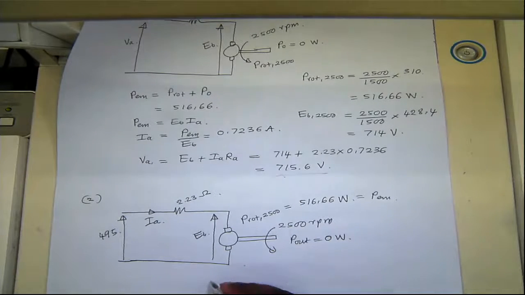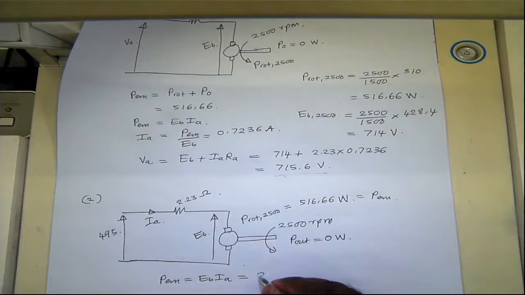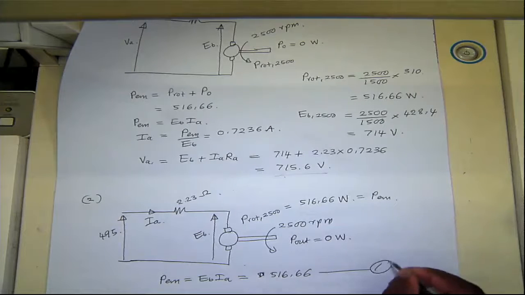So one equation is, let's say, PEM equals EB IA. So we don't know EB, we don't know IA as well. So we have two variables which are unknown. So this is equal to 516.66. Say this is equation 1.